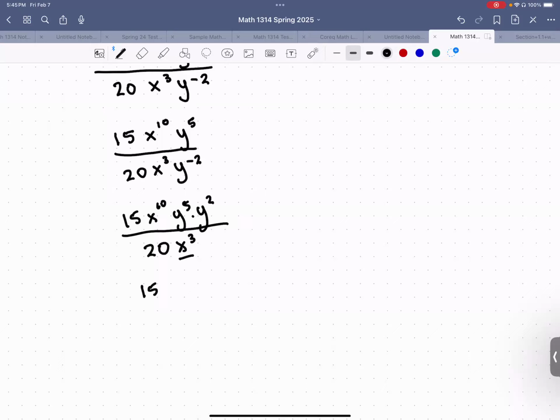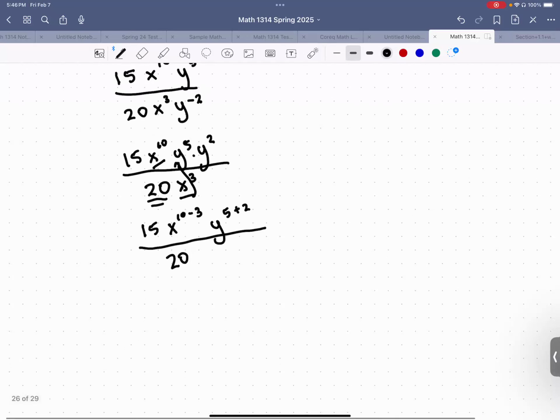I could also take care of this repeated base of x by subtracting those exponents. So I would have 10 minus 3 for the x. For the y, I said we would have 5 plus 2. When we do that subtraction, it's like we're moving this x up here is kind of what it is. But we can't move this 20 because it doesn't have an exponent. So that 20 is going to have to stay in the denominator. So then we're going to have 15x to the 7th, y to the 7th over 20.